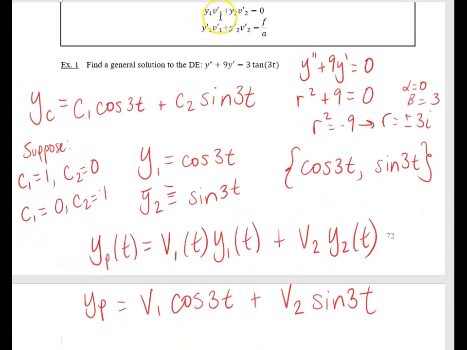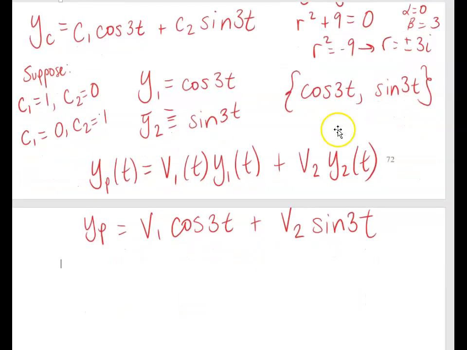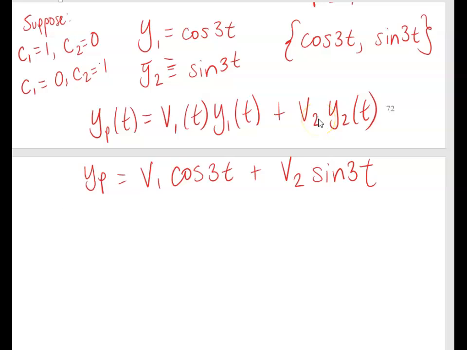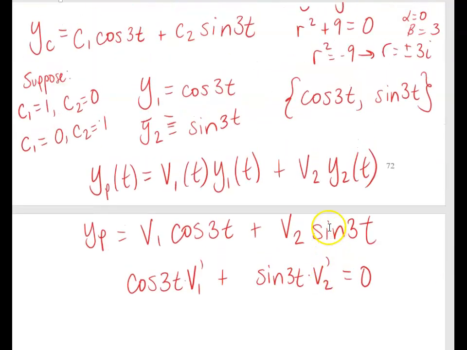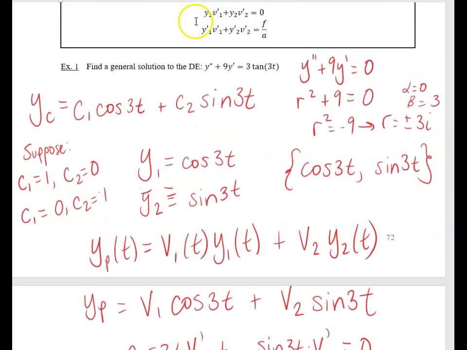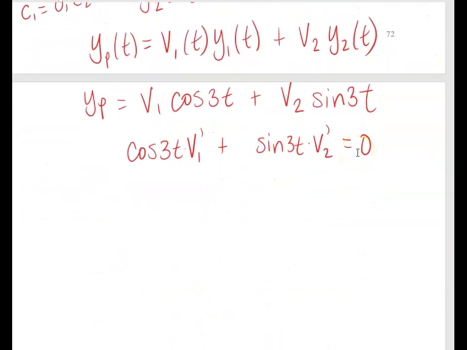So we've got y1 times v1 prime plus y2 times v2 prime equals 0. So y1 is the cosine, so cosine of 3t times v1 prime plus y2, which is the sine of 3t times v2 prime, needs to equal 0. So this is multiplication, just keep that straight. And then the second equation would be y1 prime times v1 prime plus y2 prime times v2 prime. So let's figure that out.